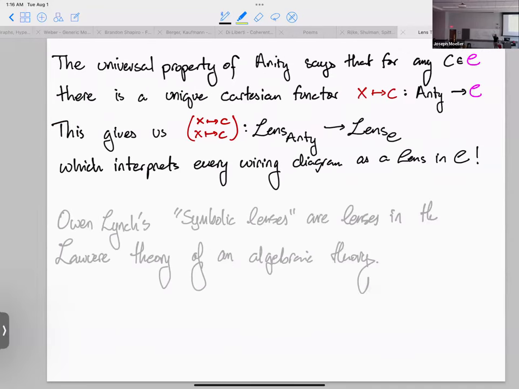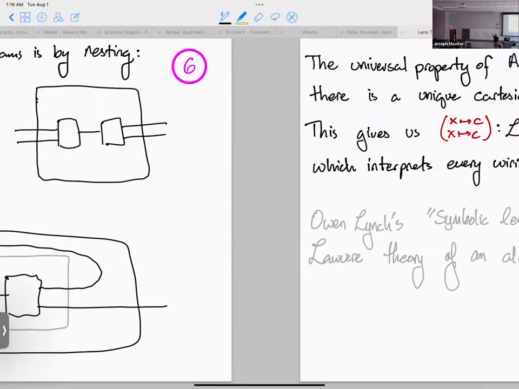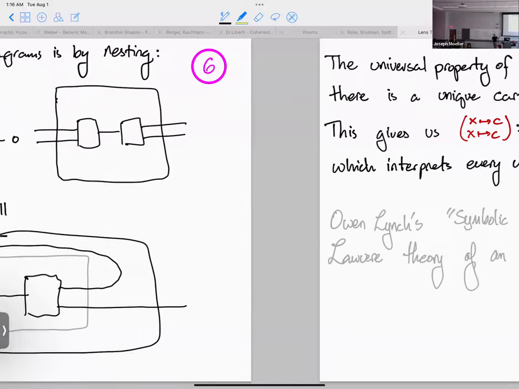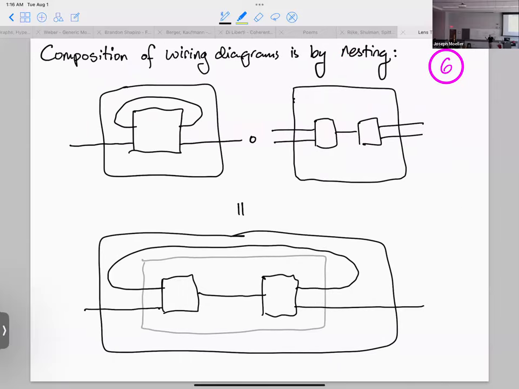After I do that, I'll clear up with a little fact. Owen mentioned symbolic lenses in the talk just before this. Here are lenses in the Lawvere theory with nothing, no symbols, no axioms, nothing. But if you do it in a Lawvere theory with symbols and axioms, you can put those and they can decorate your wiring diagrams, and you can use the equations to reason about your wiring diagrams. So the symbolic lenses that Owen was talking about are lenses in the Lawvere theories of those algebraic theories he was talking about.